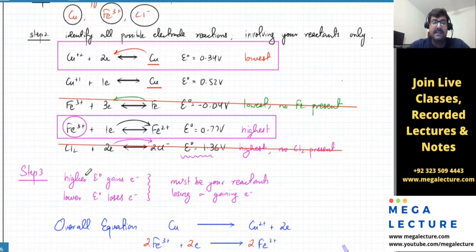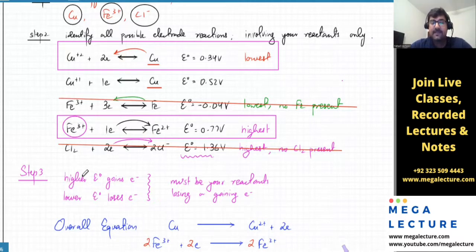So when I selected that high E naught gains electrons, what I did was I figured out that the highest E naught was 1.36. That was Cl2 gaining 2 electrons to form Cl minus 1. But when I looked above, I found out I didn't have Cl2. I had Cl minus 1. I did not have Cl2. So based on my highest E naught gains electrons, it would have been Cl2, but I can't use that equation because I don't have Cl2 in my reactants. So I cut that out.